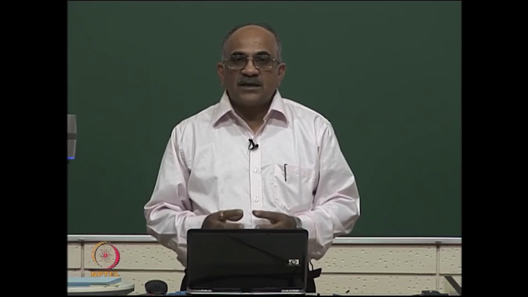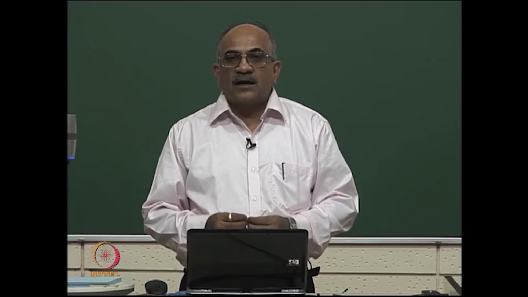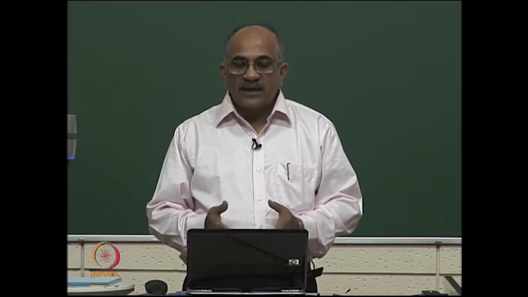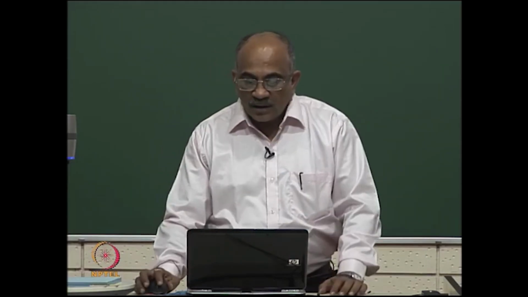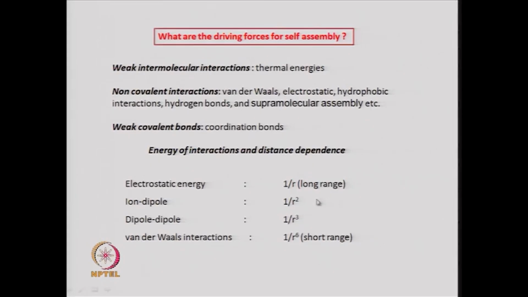That means, if r goes to 2r, then the energy will be proportional to 1 by 2r. So, it is a long range kind of interaction. Ion dipole interactions go as 1 by r square, so they are weaker than electrostatic interactions. Dipole dipole interactions go as 1 by r cube, so they are still weaker, and van der Waals interactions are really very weak, and hence they are short range.